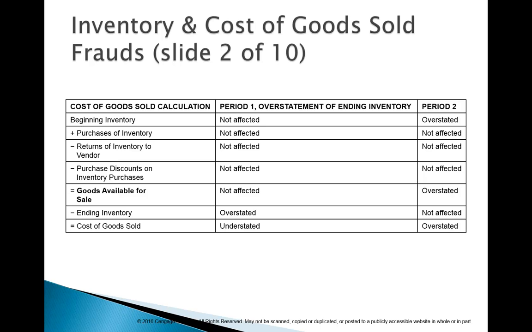Well, one way that you can decrease your cost of goods sold is by increasing your ending inventory. Because at the end of the quarter or the end of the year, when you're calculating cost of goods sold, you add purchases, less returns, less purchase discounts, which gives you goods available for sale. Then you subtract out your ending inventory, the inventory that you still have, and that gives you your cost of goods sold. So if you can artificially increase your ending inventory, you'll artificially decrease your cost of goods sold. And by decreasing your cost of goods sold, you can artificially increase net income.